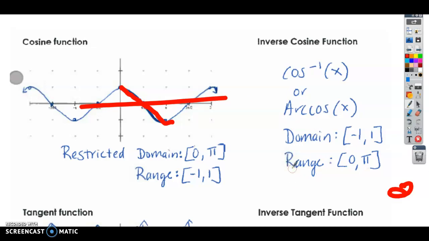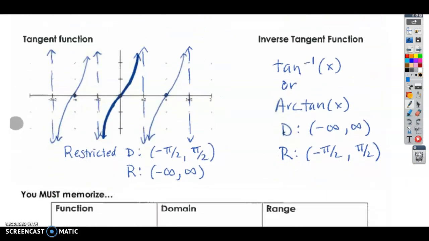So there's that. And the tangent has its domain restricted from negative pi over 2 to pi over 2. So from one asymptote to the next. And the range is from negative infinity all the way up to positive infinity.